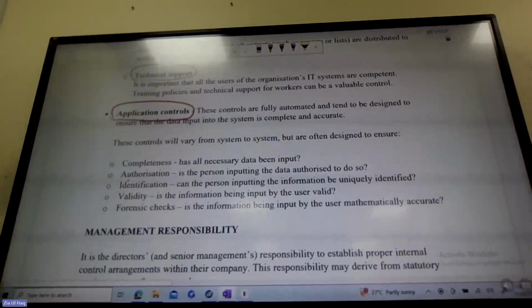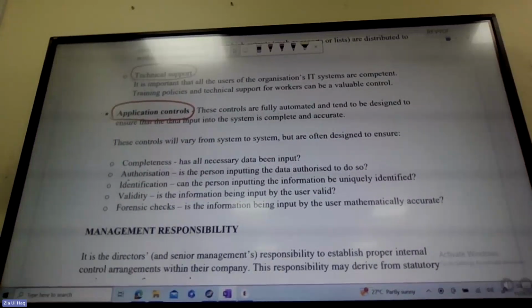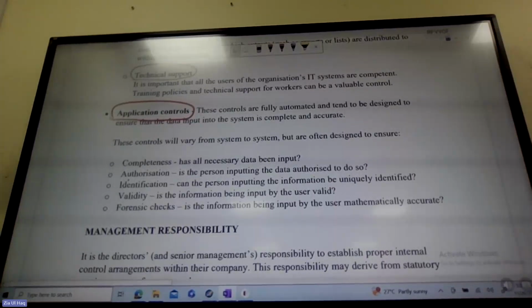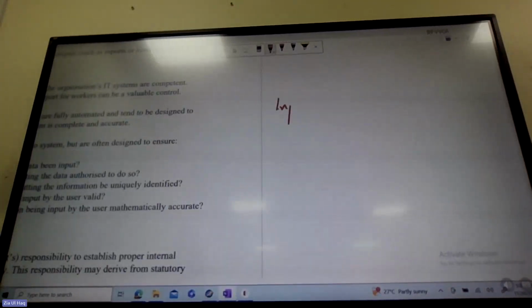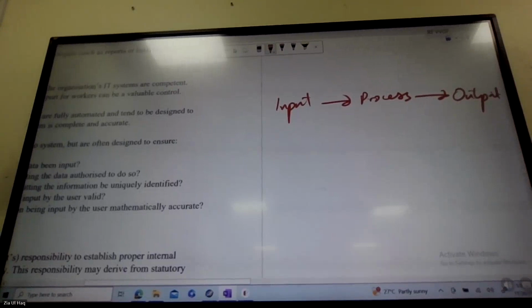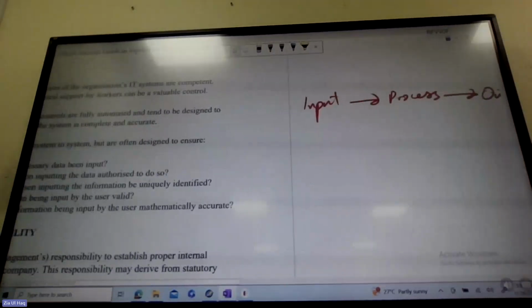There are some application controls. Application controls mean controls relating to the processing of data in the system, and these will be very different from organization to organization according to their processing of data. What we need to do is input data into the system. The system will process it and provide output. These application controls are relating to this input.